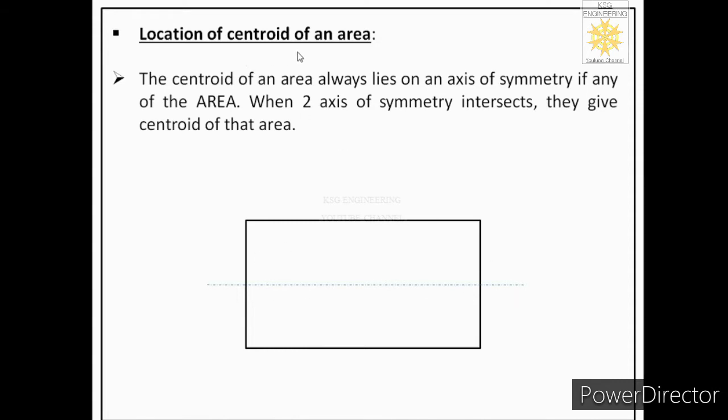If we have to locate the centroid of an area, we can say that the centroid will lie somewhere on the axis of symmetry. But if we have two axes of symmetry for a particular area, then the intersection of those two axes of symmetry will give us the centroid of that particular area.